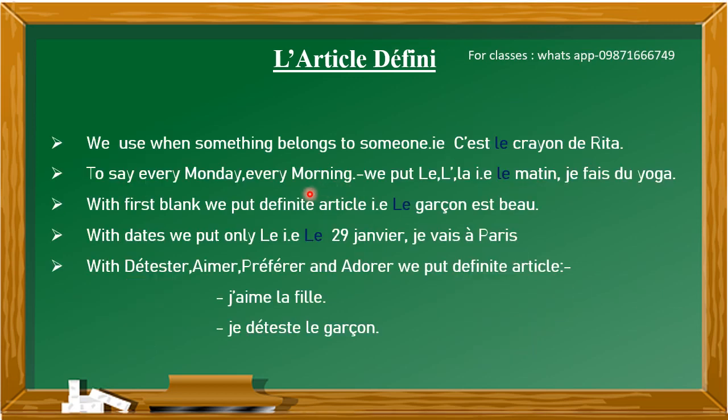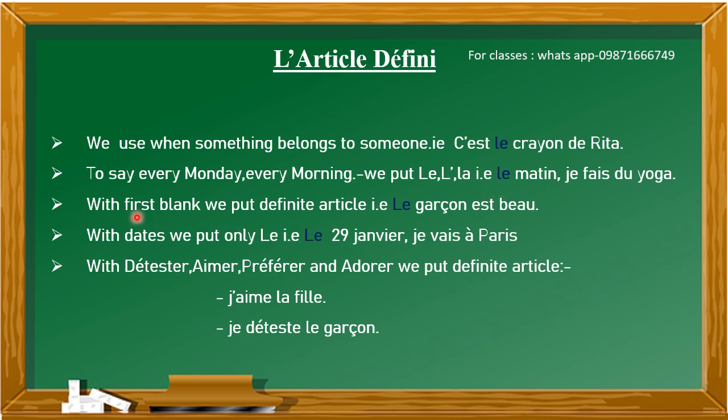In this slide, I have showed how to use definite article. We use it when something belongs to someone. For example, c'est le crayon de Rita means this is a pencil of Rita. To say every morning, every Monday, every Tuesday, every night, we use definite article. Here the example says le matin je fais du yoga. It means every morning or in the morning I do yoga.